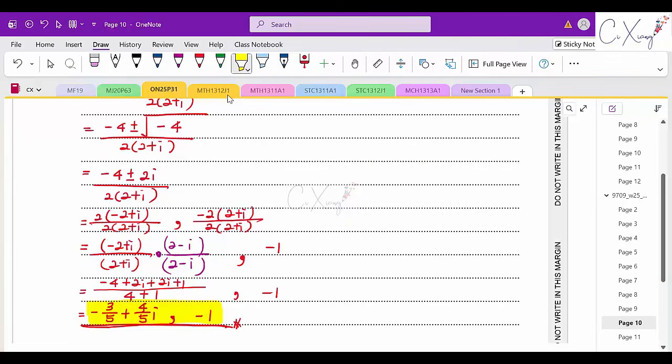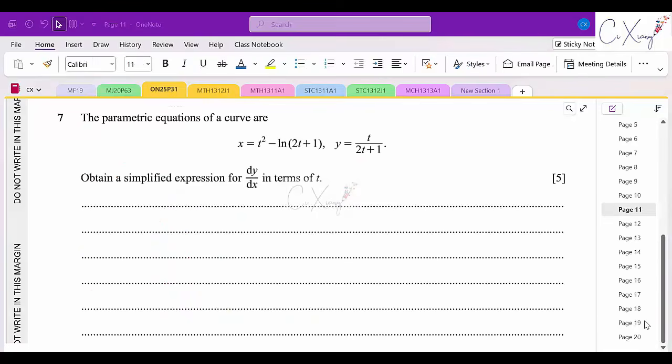So some students say, oh, I want to put it as negative 1 plus 0i, can or not? Can. Of course, it's not wrong if you just put it as negative 1. Okay? Yeah, so this is how we solve this question.